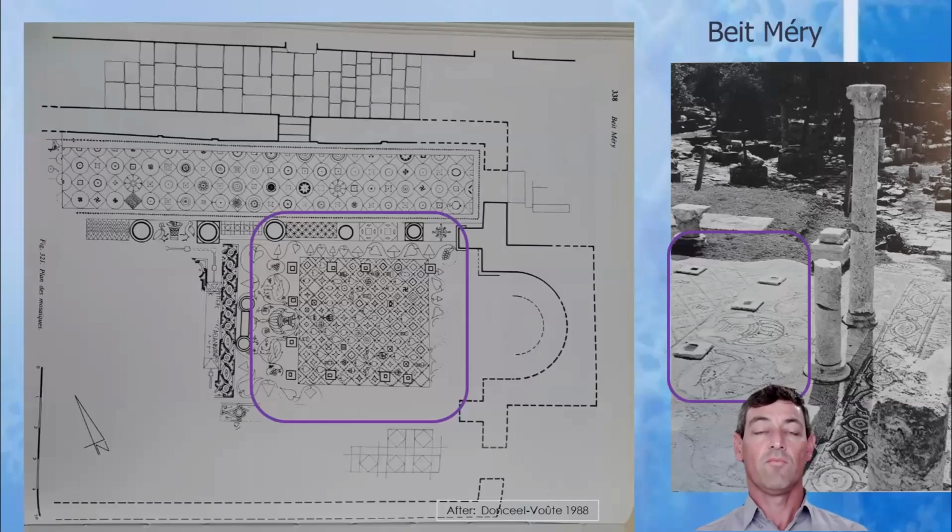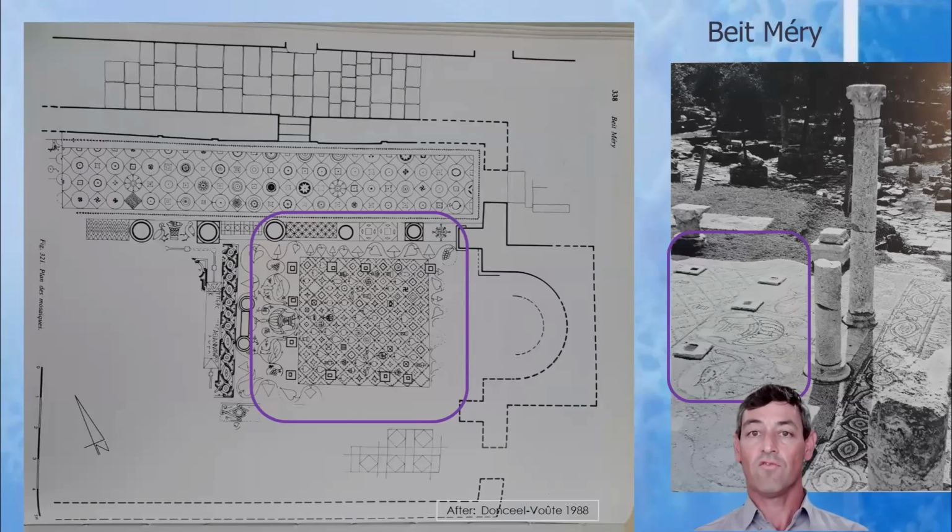Another one, even more northward, is by Beirut, east of Beirut, Bet Mary. You can see on the east, on the right side of the plan, the apse, the bema, and in front of it a chancel screen. And take a look at the picture on the right. You can see how the bases of a chancel were inserted into the mosaic.